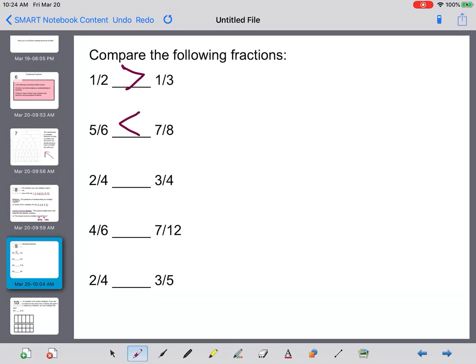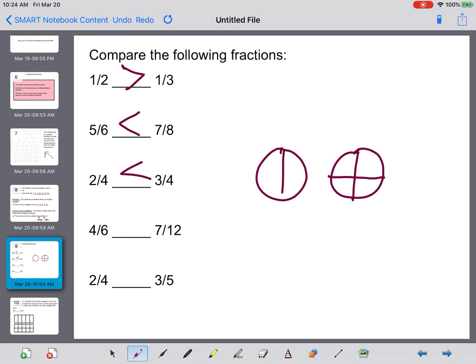Okay, the next one is a pretty simple one to remember as well. If you have the same denominator, then the larger fraction is the one that has the larger numerator. And if we were again to draw this one out, I'll try and make it a little neater this time. If we were to have 4 pieces that were all the same size, and we colored in 2 of those pieces, it would take up less space than if we colored in 3 of those pieces. Okay, good.